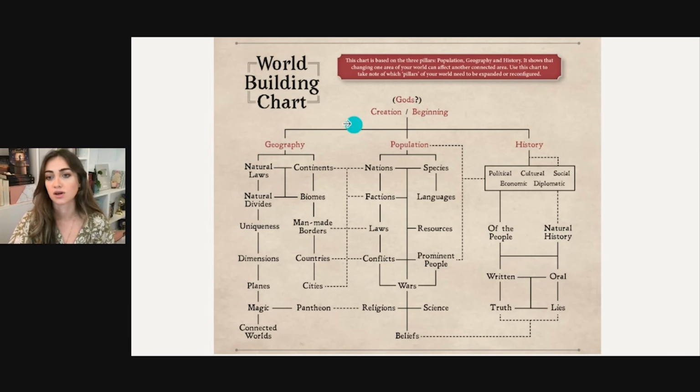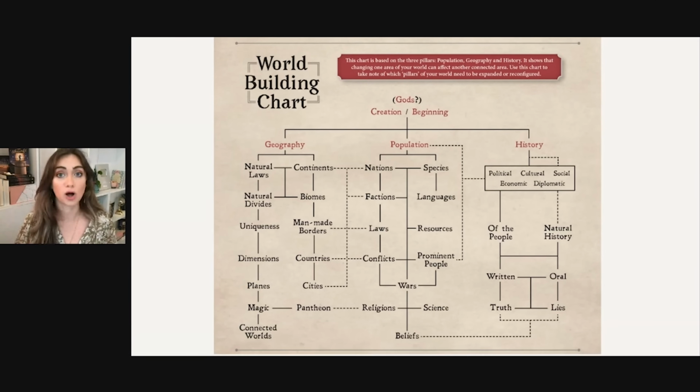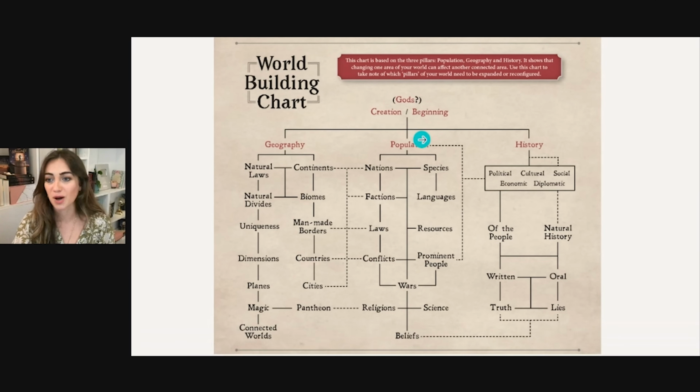For instance, look at this one. We have the creation, the beginning. That's where this mind map is starting. The creation in the beginning, and then that goes down into geography and population and history. And from there, we break down all these different aspects of the world. This is overwhelming because, first of all, it's a lot to think about. But second of all, and more importantly, it's starting with geography, population, and history, not a character, right?